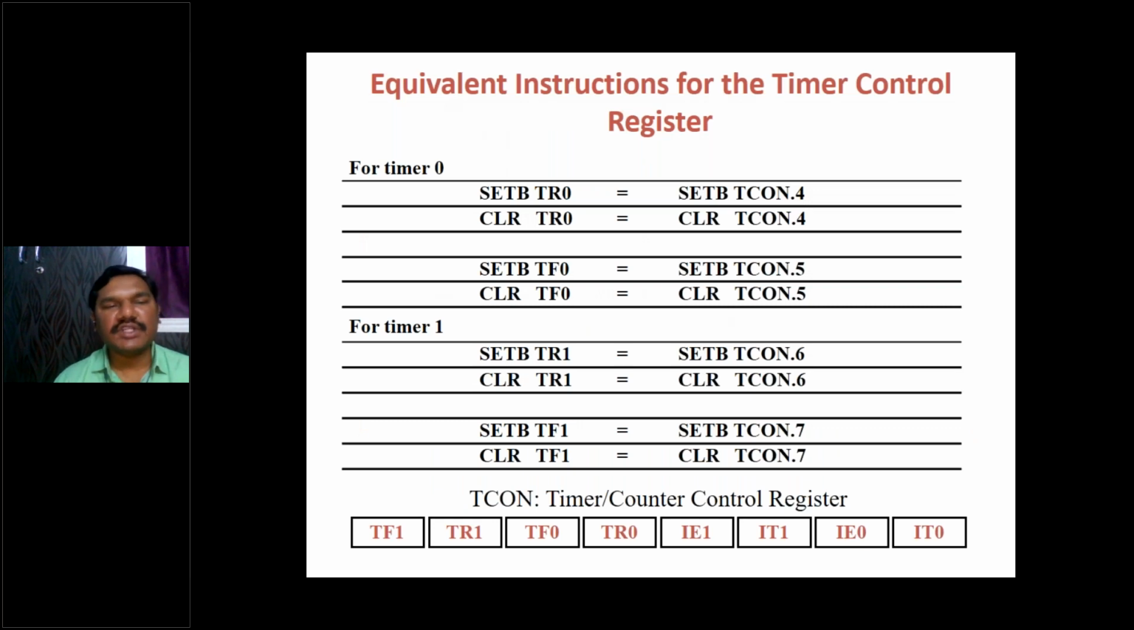Right. If I have some instructions for timer 0 and timer 1, SETB TR0 means run your timer 0. CLR TR0 means stop your timer 0. SETB TF0 means set the timer 0 overflow flag. CLR TF0 means clear the TF0 flag. Like that we have some instructions here.